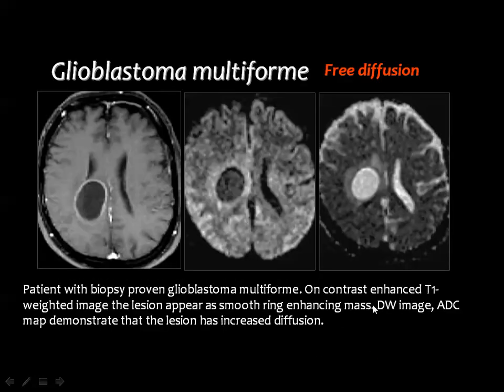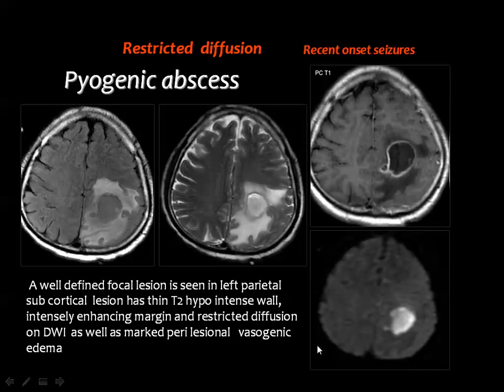But in cases of glioblastoma multiforme, which may appear exactly similar to an abscess in the contrast enhanced T1 weighted image, in the ADC you got high signal and in the DWI you got low signal, meaning that there is free diffusion. And this is an abscess with restricted diffusion.